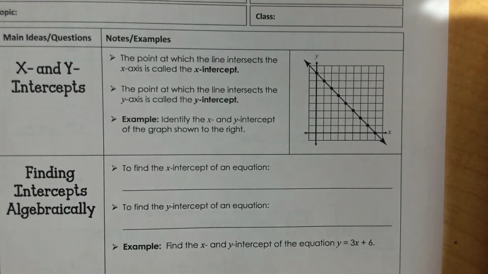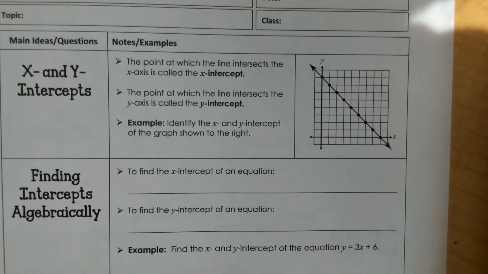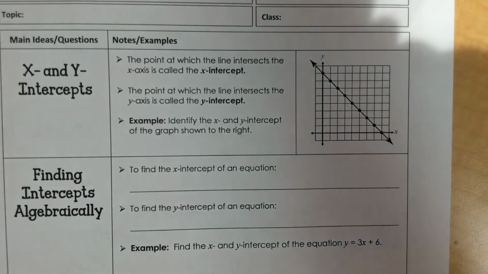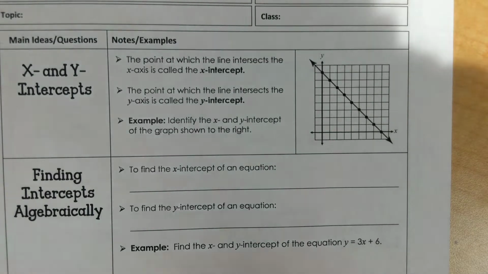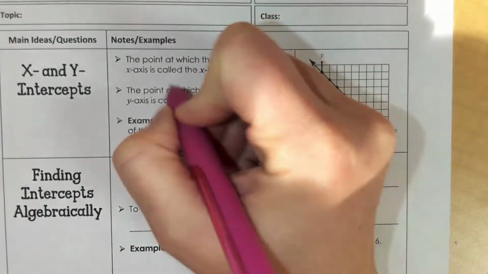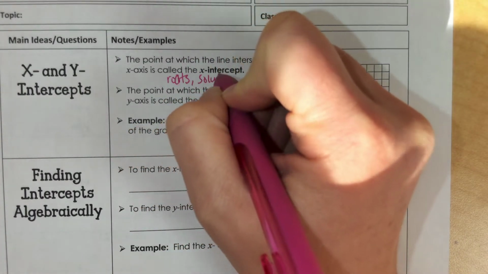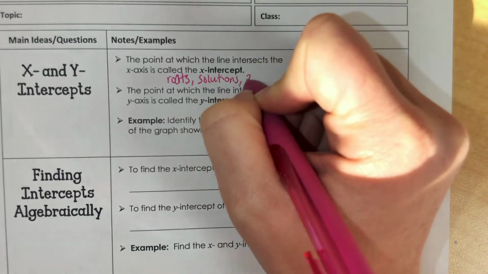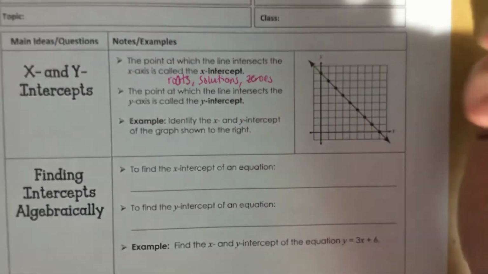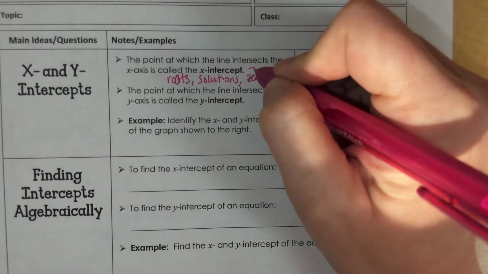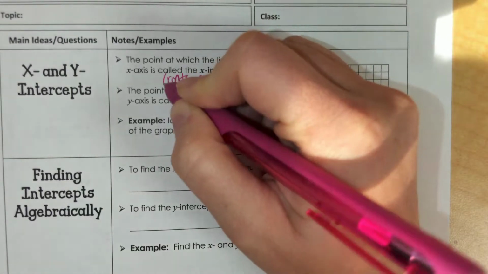Okay, another important topic that we want to make sure that we cover today is x and y intercepts. The point at which the line intersects the x-axis is called the x-intercept. It's where it crosses the x-axis. Where it crosses the y-axis, of course, is called the y-intercept. Remember, the x-intercepts also have a few other names. We call them roots, we call them solutions, and we also call them zeros. So if you ever see any of those other terms, they all are talking about an x-intercept, okay? So all of these things.